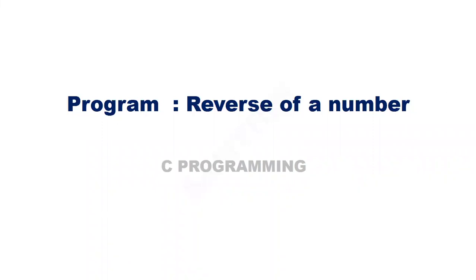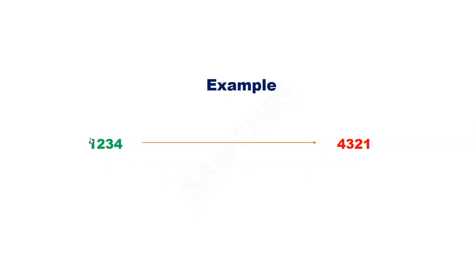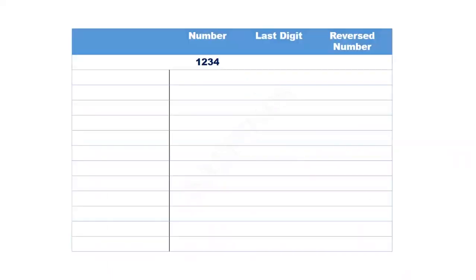In this video, let us discuss how to write a C program to reverse a number. So our problem is to find the reverse of a given number. For example, if our number is 1234, then the program should output 4321. Let us check the logic first.